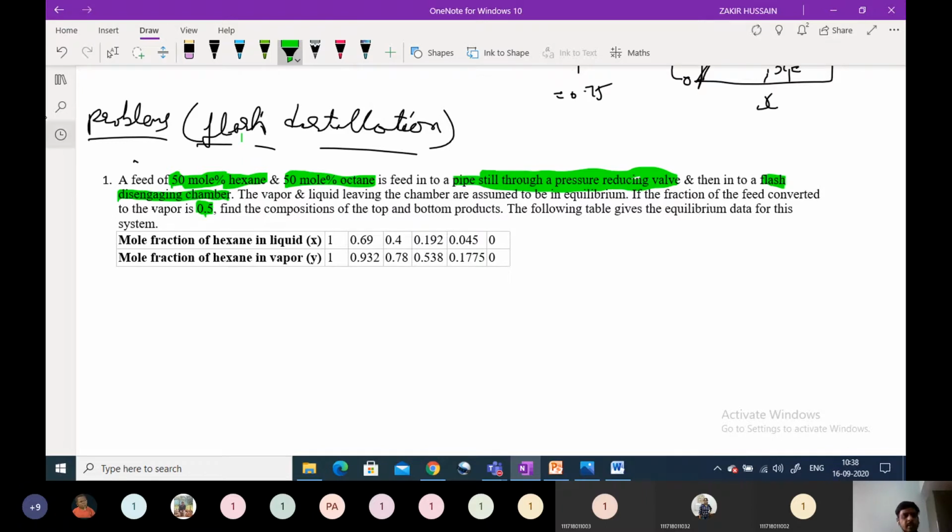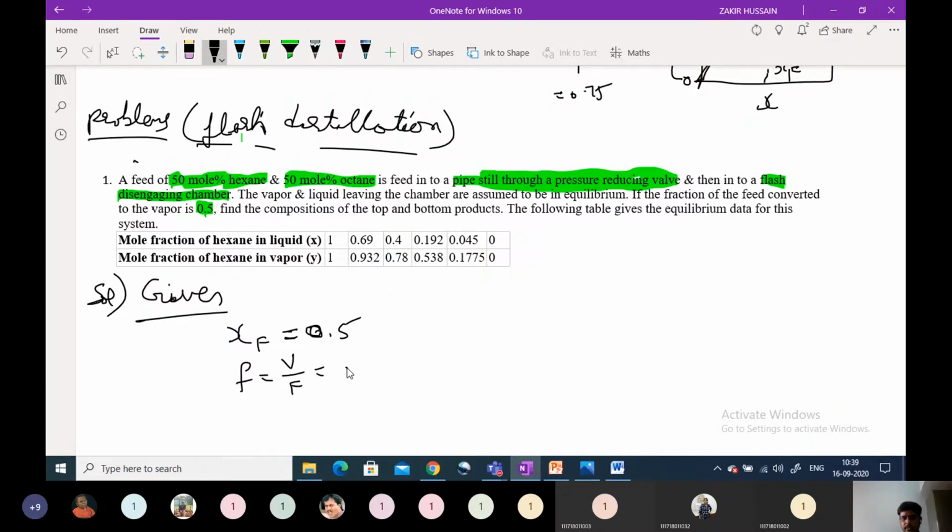Now we will write the given data first. Given is xf. If you consider hexane as the more volatile component, we can take hexane. No problem, equimolar percentages are there. So we can take xf is equal to 0.5. Then the feed is passed through a chamber. Then the f value is already given: f is equal to v by capital F is equal to 0.5. So these two data they have given along with the equilibrium data.